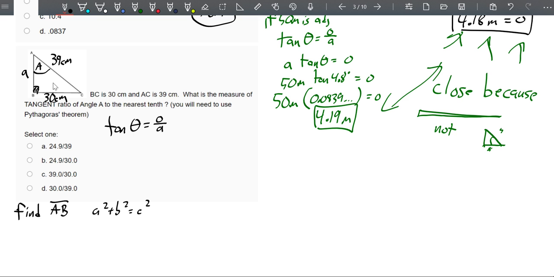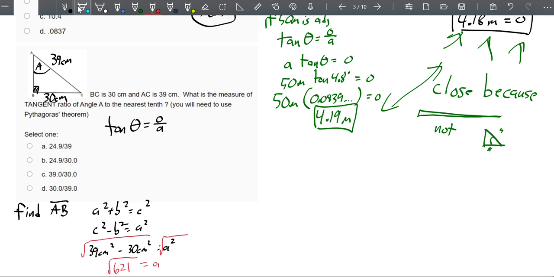I'll call this side A, this side B, and this side C. I don't know a, so c squared minus b squared equals a squared. 39 centimeters squared minus 30 centimeters squared equals a squared. And in order to actually get just a out, I'm going to need to take the root of both sides. So if I take 39 and square it, which is 1521, I subtract the square of 30, which is 900, I'm left with 621. So the root of 621 is a. And the root of 621 is 24.9.